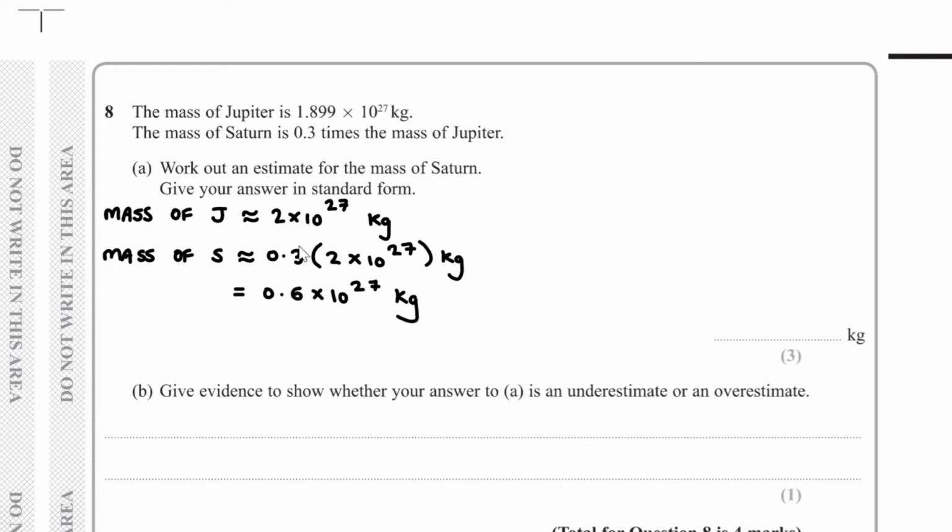But we have to give our answer in standard form, and remember, for standard form, that's when our number is of the form a times 10 to the power of n, where a is in between 1 and 10. So we want to have a 6 over here instead of a 0.6, and because here we've multiplied by 6, here we'd have to divide by 6, so we have 6 times 10 to the 28 kilograms. Okay, so we have 6 times 10 to the 28 kilograms.